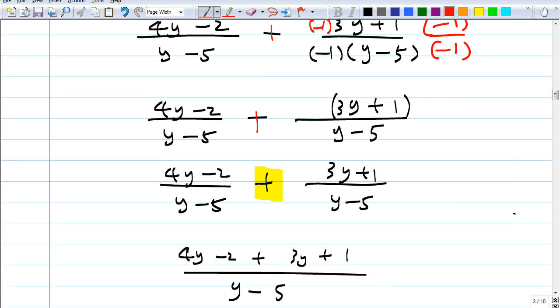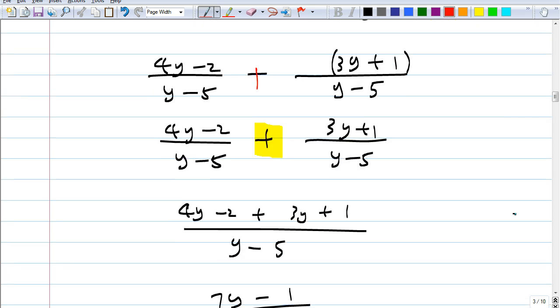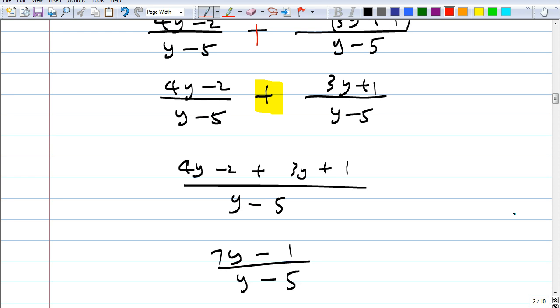Andrew, what'd you get? For the next step. Yeah, well, that's the answer. I got 7y... 7y minus negative, or plus negative 1. So minus 1. 7y minus 1 over y minus 5. That's right. How many people got 7y minus 1 over y minus 5? Any question? Audrey? Any question? You good? Lindsay?